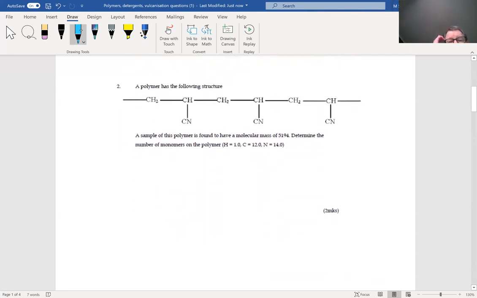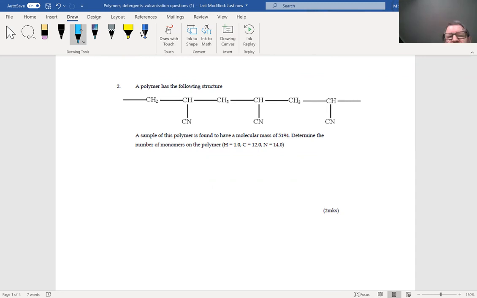Here's a polymer and it's given us the following structure. Now, when you're looking at these, what you have to do is try and work out what the monomer was if they're going to do a question like this. It says a sample of this polymer is found to have a molecular mass of 5194. In other words, the whole chain weighs 5194. Determine the number of monomers in the polymer.